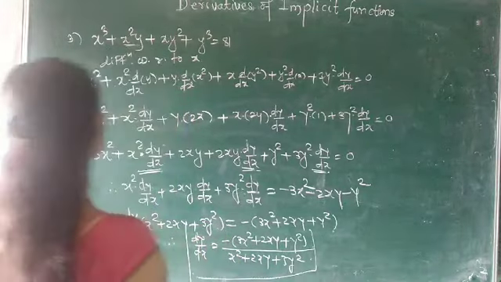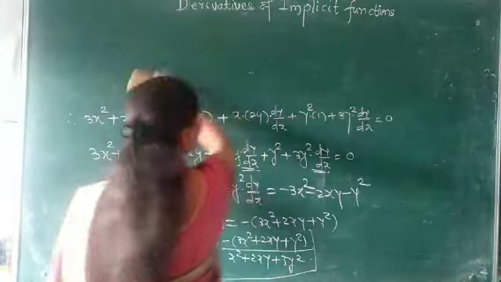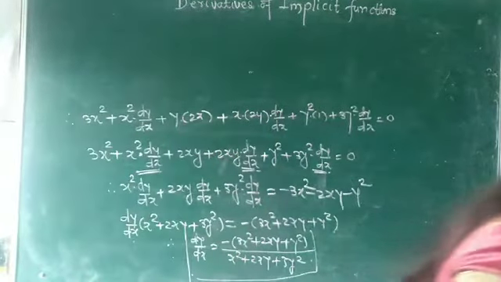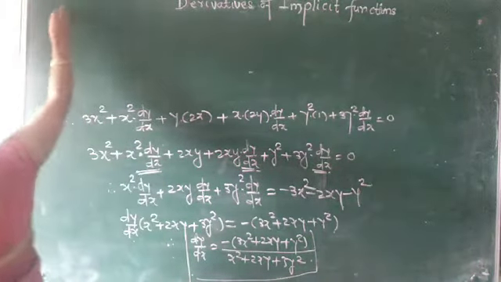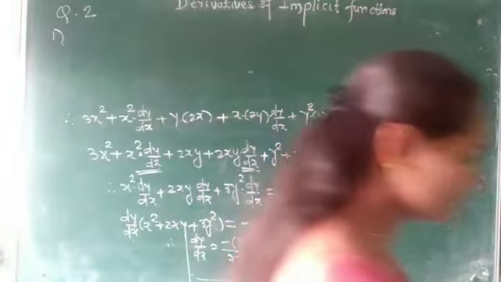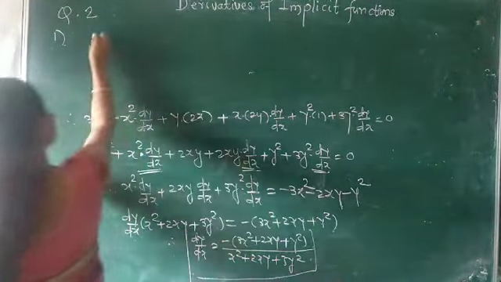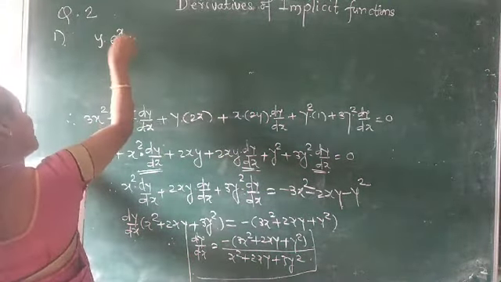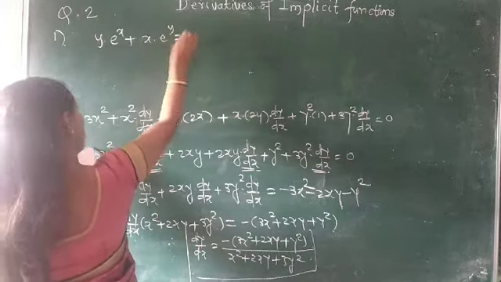Now question number 2 is there. Question 2. Find dy by dx if y into e raised to x plus x into e raised to y is equal to what?